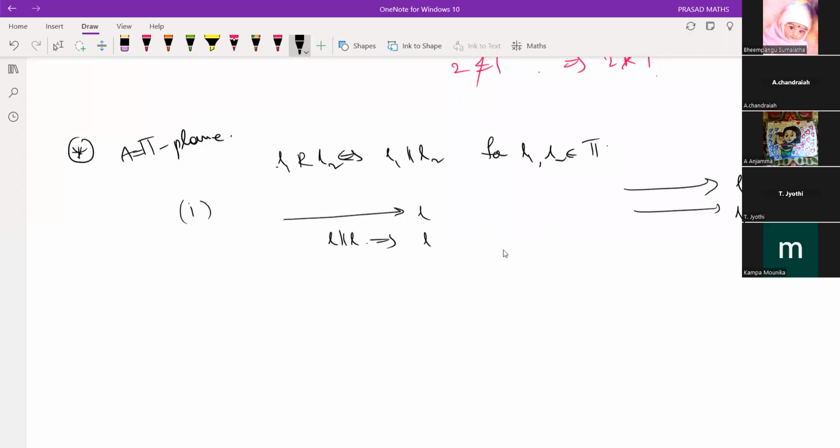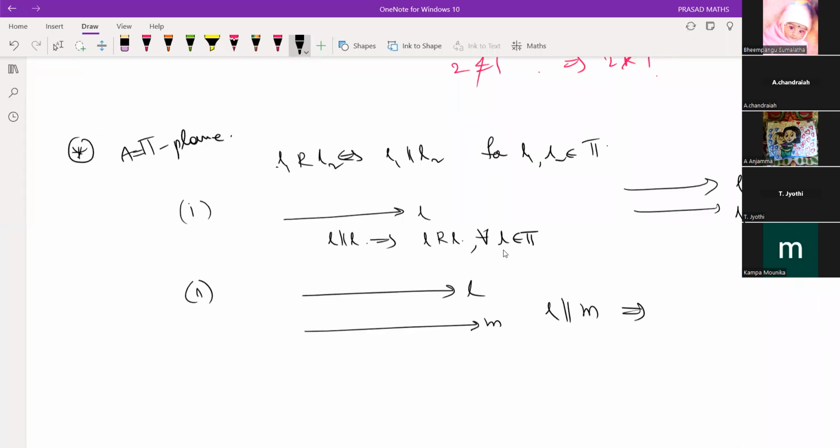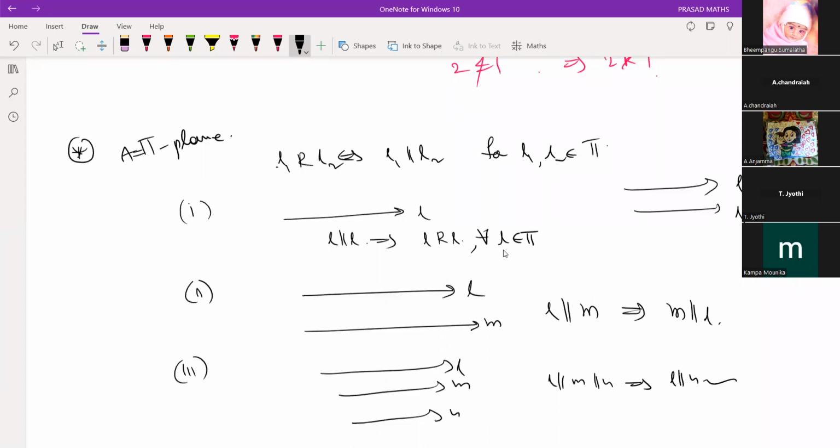Transitive. So therefore, L is related to reflexive. This is for any line which is in the plane. Therefore, it is reflexive. Is it symmetric? Yes. Take L is related to M. When L is related to M, automatically M is related to L. So symmetric. Is it transitive? Yes. Whenever L is parallel to M and M is parallel to N, then L is parallel to N. It is transitive. Therefore, it is an equivalence relation.